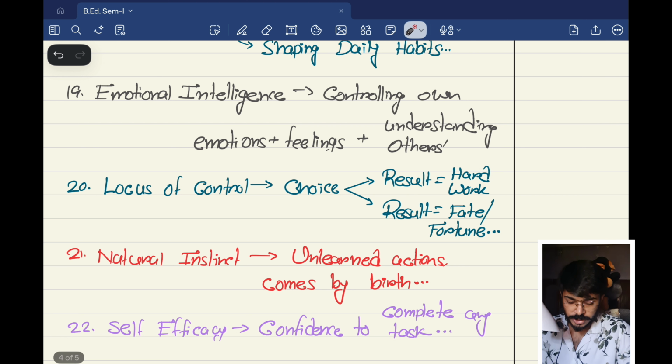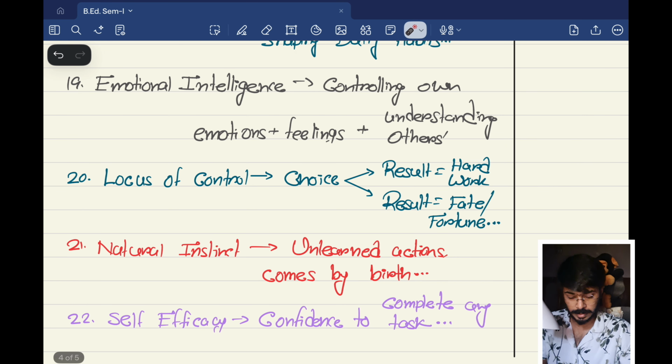Let's move forward to natural instinct. Try to look at this word. What does natural instinct mean? Natural instinct means those areas or qualities we gain not through knowledge, not through studying, but they come by birth, because we are human beings. Those thought processes, those particular skills, stay inside us from birth, right? So this is called natural instinct.